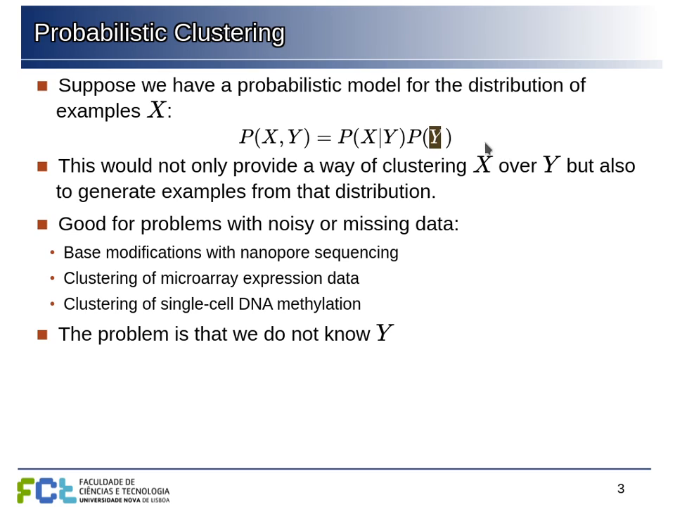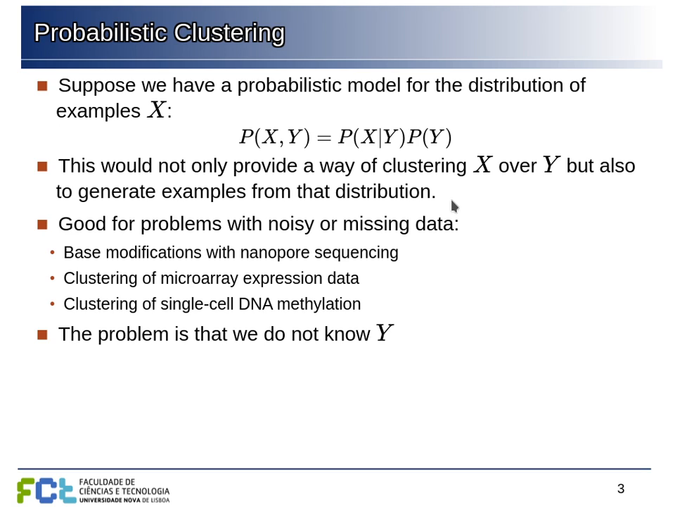This would not only provide us a way of clustering the set of examples that we have over all of these groups, because we could assign each example to the group for which the joint probability distribution is higher, and we would cluster our examples in this way. We would also be able to generate new examples from those distributions, because we would know what would be the probability distribution of the values of some hypothetical example that came from some group Y. And this is useful in many cases where we have noisy data or missing data.